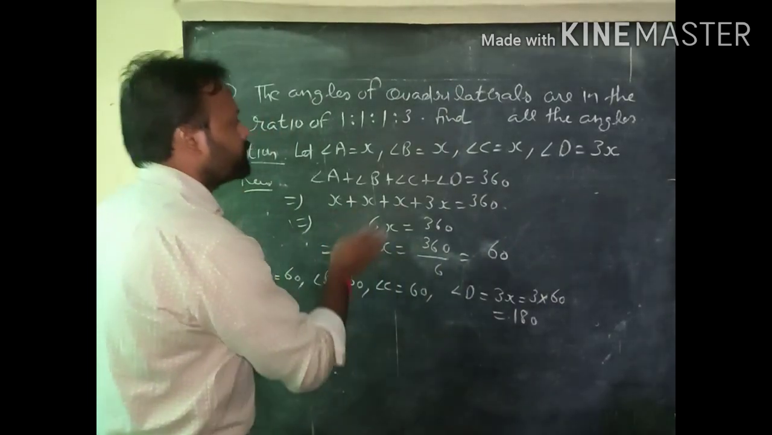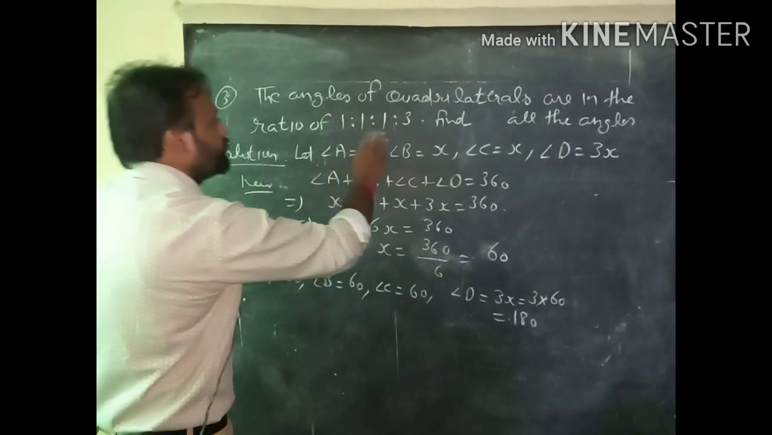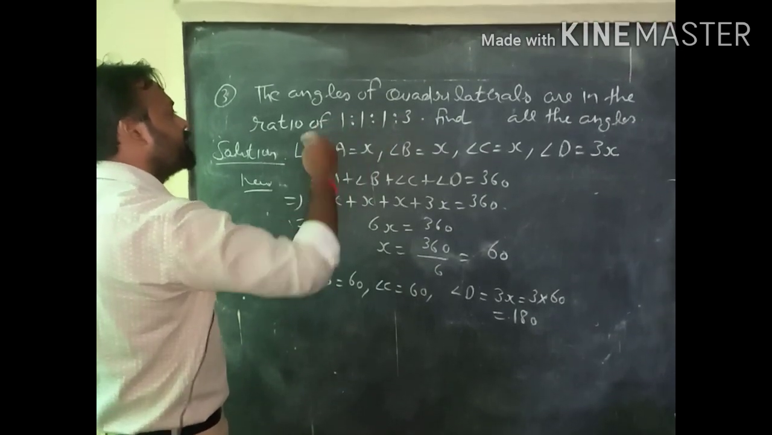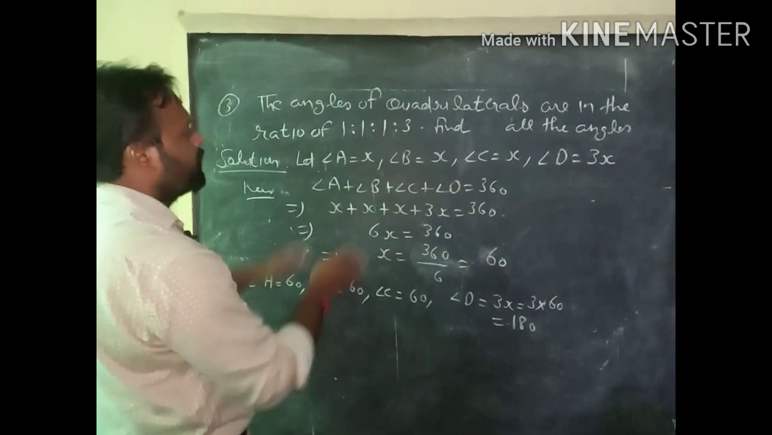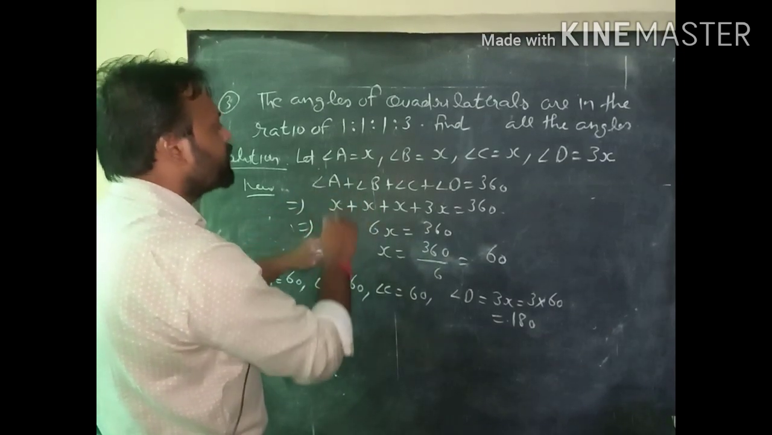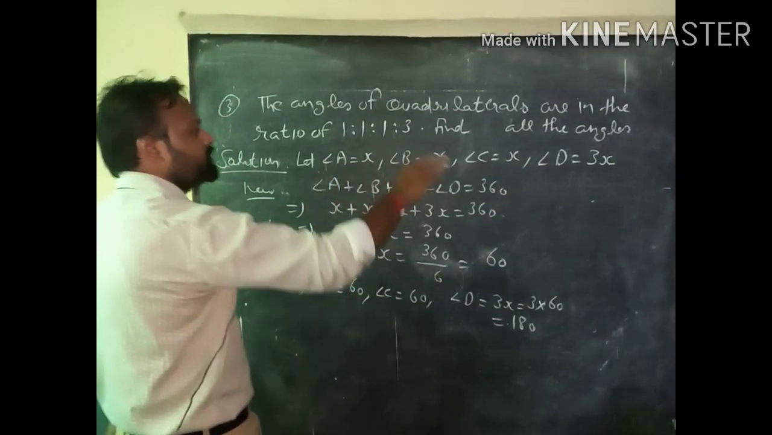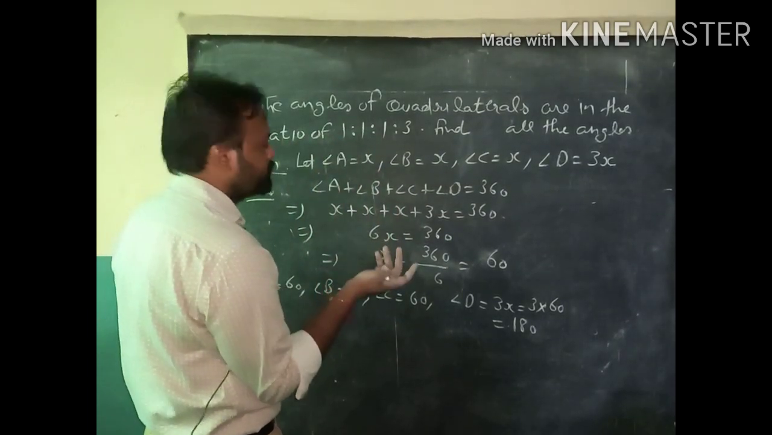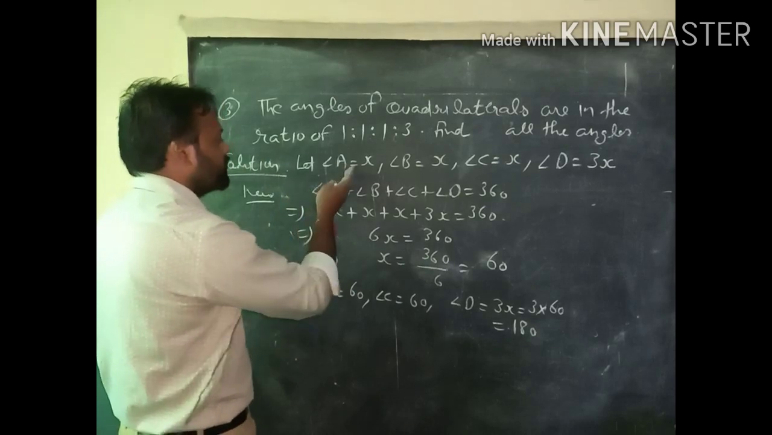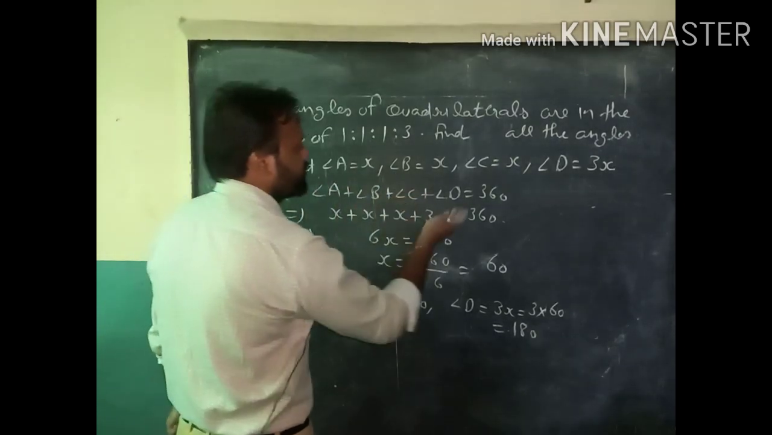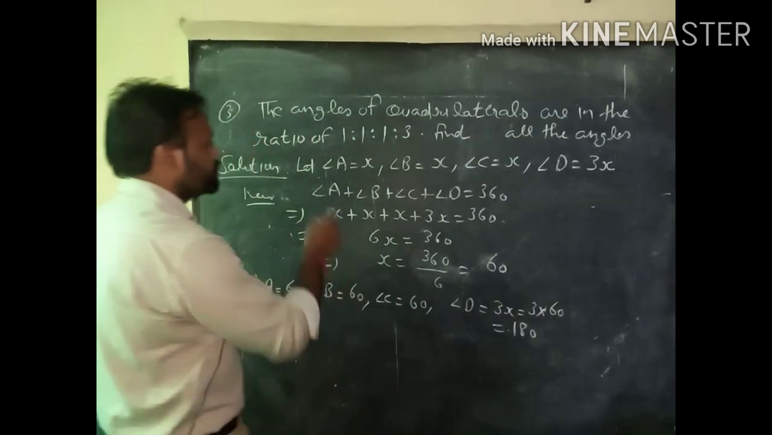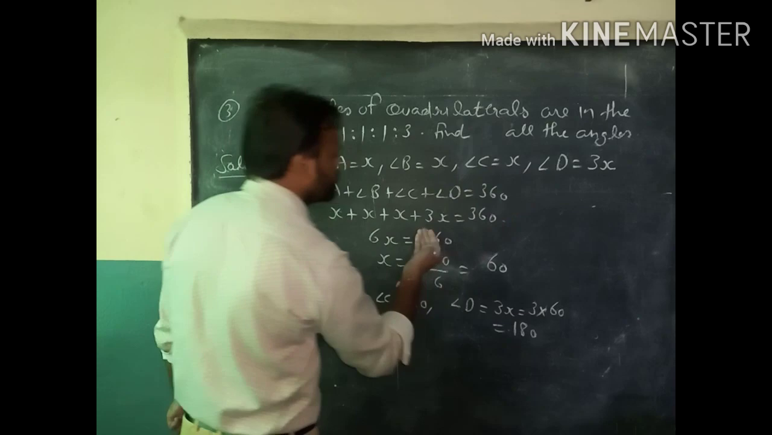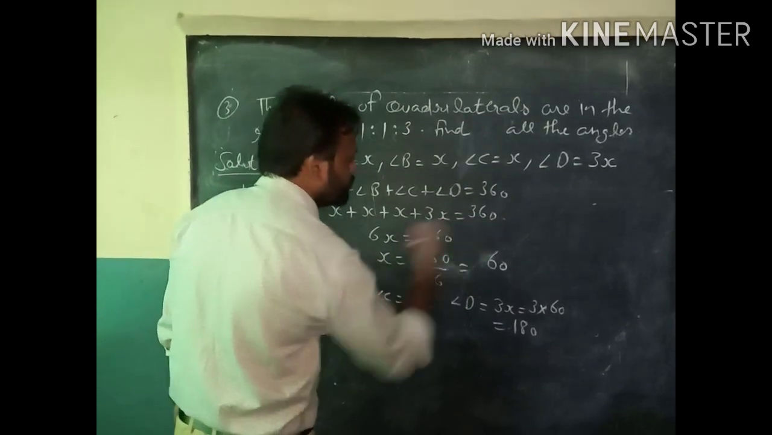So in this way, first of all we have to suppose the values, and we can remove the ratio by multiplying all these values with a single variable. Now we start the sum. We found angles A, B, C and D by multiplying x with all these values. Now the angle sum property is angle A plus angle B plus angle C plus angle D is equal to 360. So put the values: angle A is x, angle B is x, angle C is x and angle D is 3x. So it is equal to 360.